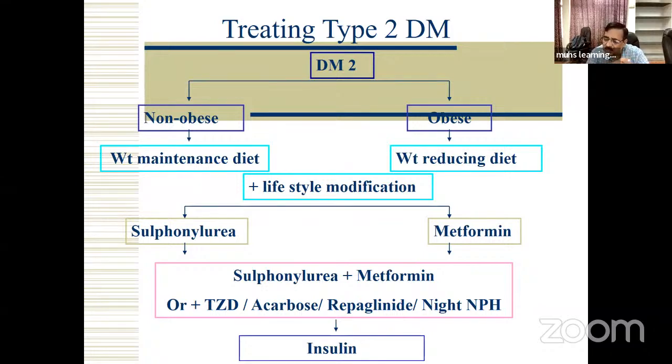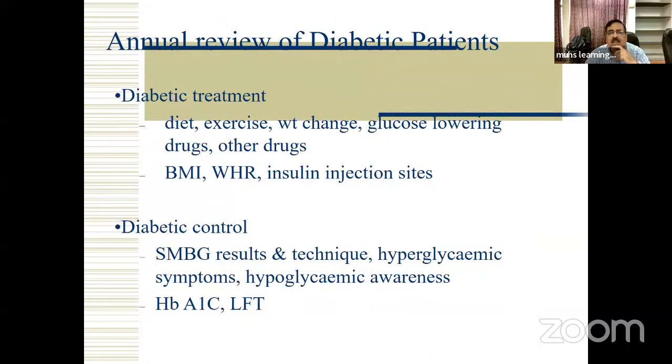And if the sulfonylurea is also not working, then you gradually add, depending on the issue you understand. If the issue is postprandial hyperglycemia, then you use acarbose. If it is mild hyperglycemia, you can add thiazolidinediones or DPP-4 inhibitors, and if it is still not controlled, low dose basal insulin supplementation at night should start. And if the goal is still not achieved, insulin is the answer.